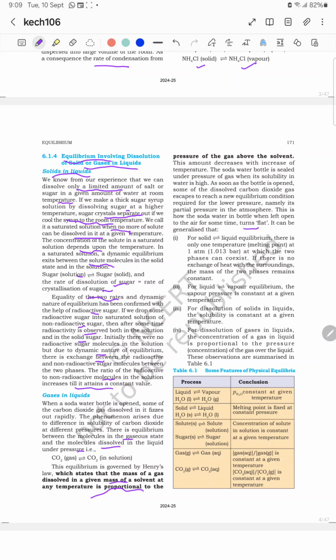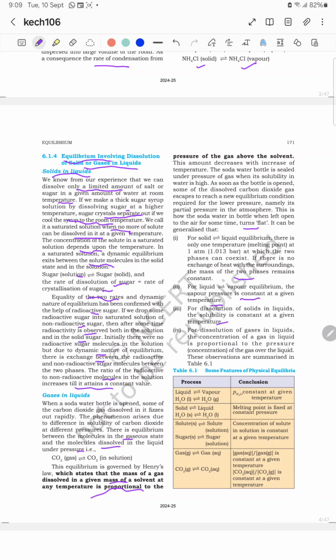It can be generalized that for solid to liquid equilibrium there is only one temperature, the melting point at 1 atmosphere (1.013 bar), at which the two phases can coexist. If there is no exchange of heat with the surroundings, the mass of the two phases remains constant. For liquid vapor equilibrium, the vapor pressure is constant at a given temperature. For dissolution of solids in liquid, solubility is constant at a given temperature.